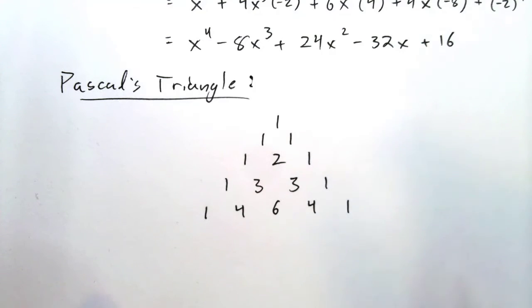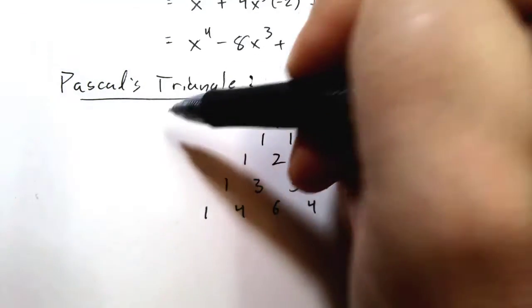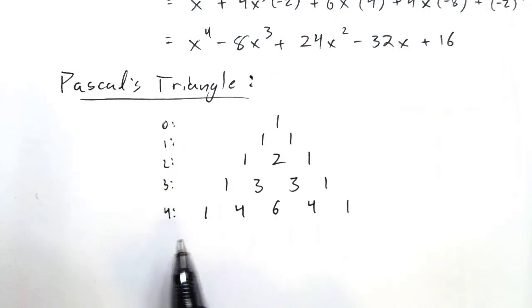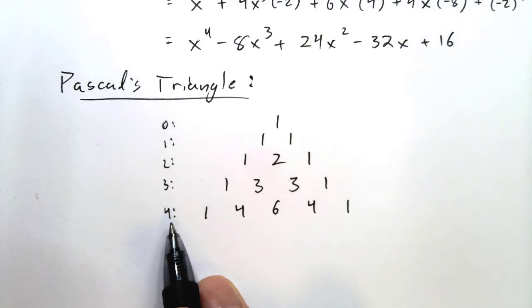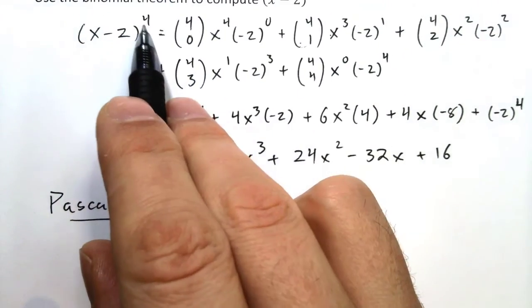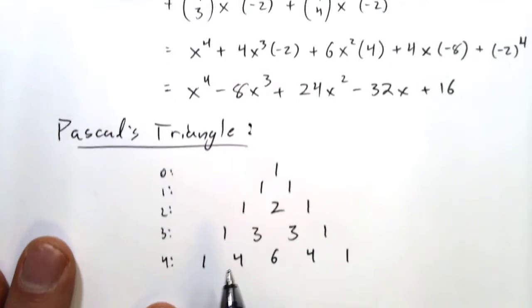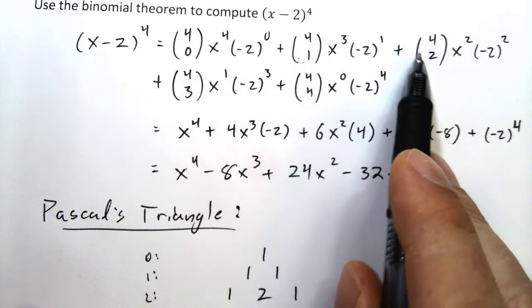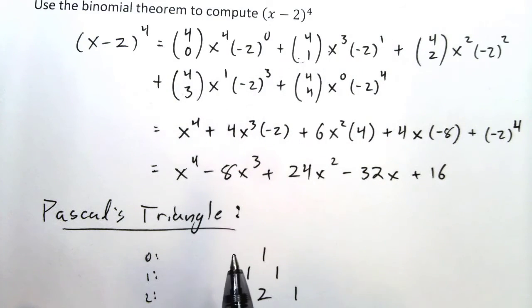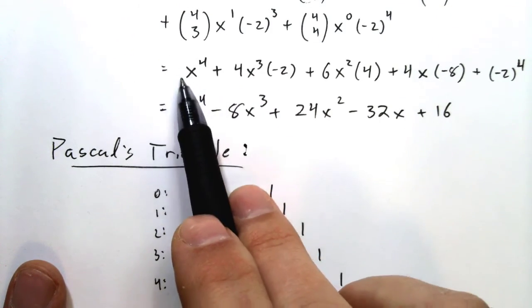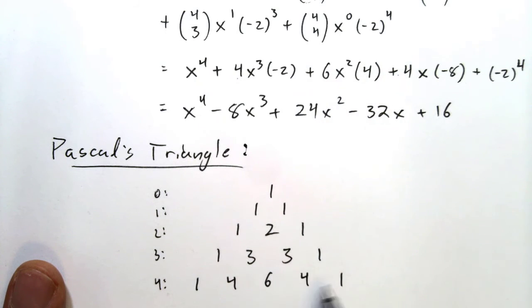But if you index these rows 0, 1, 2, 3, 4, the row that we're on gives us the coefficients that we need corresponding to that exponent, right? So when we had exponent 4, this is giving us the values of these coefficients, which we painstakingly computed using factorials and stuff. But you'll notice that 1, 4, 6, 4, 1 is exactly the numbers that we had here. So actually Pascal's triangle gives us a quicker way to get at those.